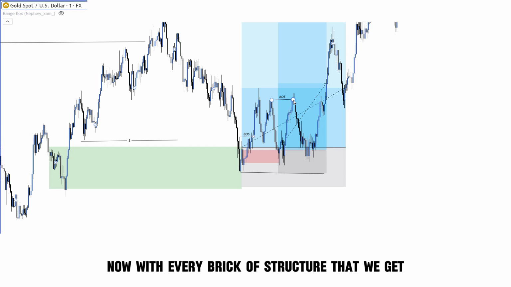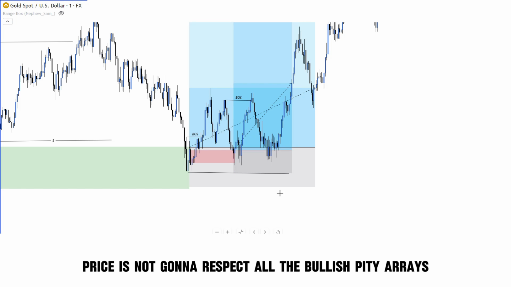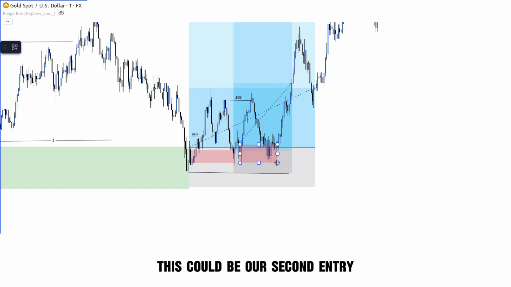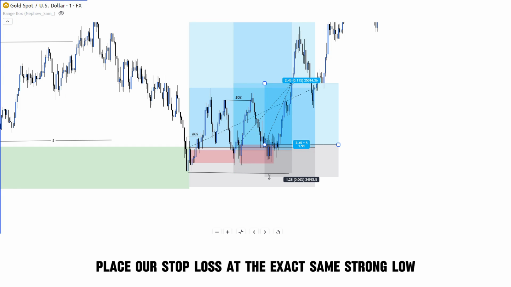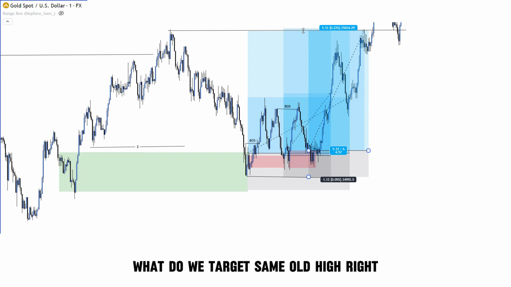Now with every break of structure that we get, price is not going to respect all the bullish PD arrays. So now we're just going to draw out this new order block. This could be our second entry. Place our stop loss at the exact same strong low. What do we target? Same old high right here.